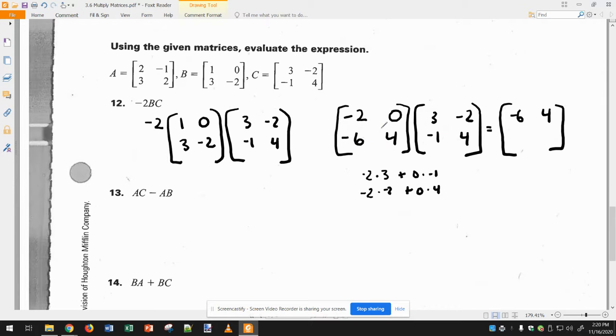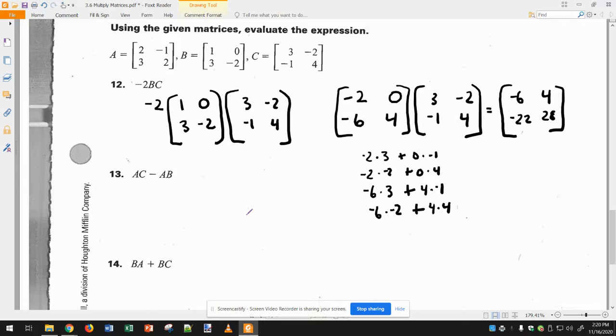Then we move on to the second row and go back to the first column. So negative 6 times 3 plus 4 times negative 1. We get negative 18 plus negative 4, so that's negative 22. And then we do the second row times the second column. So negative 6 times negative 2 plus 4 times 4. So that's 12 plus 16 is 28.